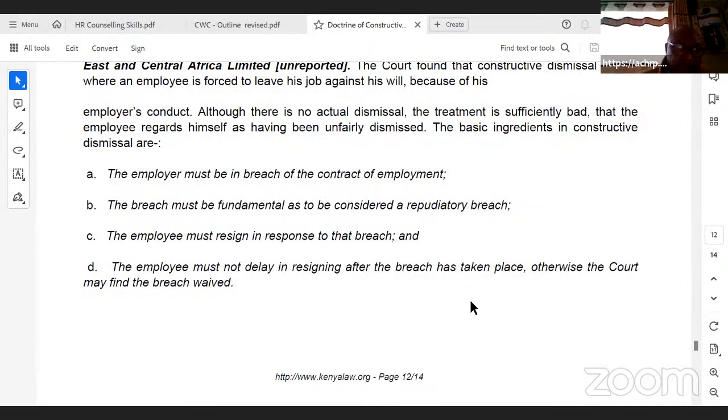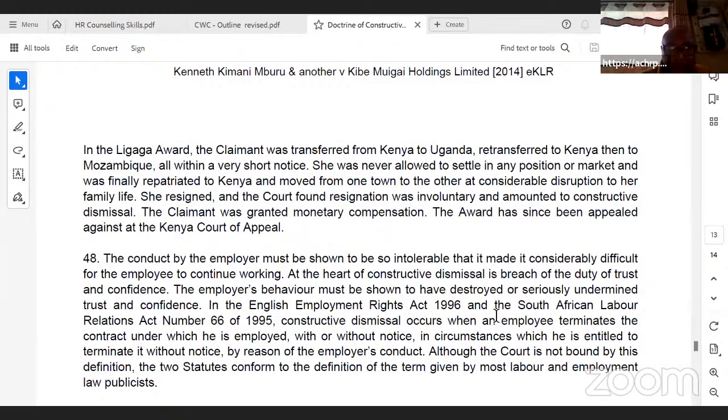And that is very interesting, that the employee must not delay. In the Ligaga award, the claimant was transferred from Kenya to Uganda. They transferred her to Kenya, then to Mozambique, all within a very short notice. She was never allowed to settle in any position or market, and was finally repatriated to Kenya and moved from one town to the other at considerable disruption to her family life. She resigned, and the court found the resignation was involuntary and amounted to constructive dismissal. The claimant was granted monetary compensation.